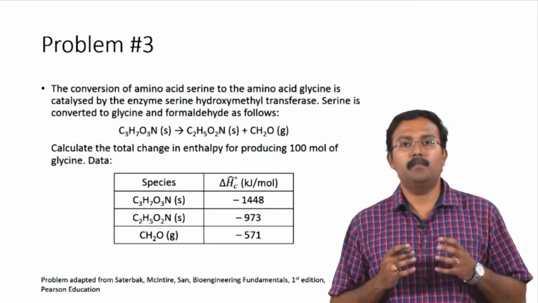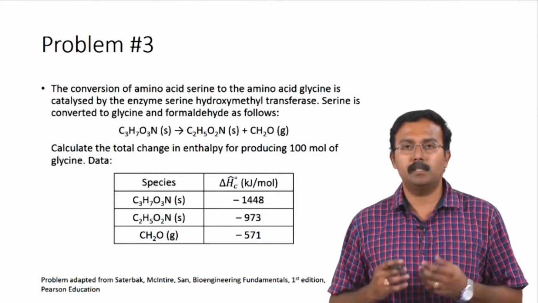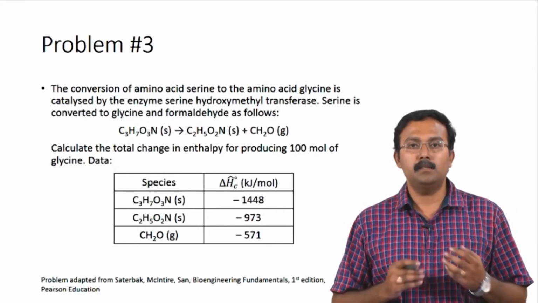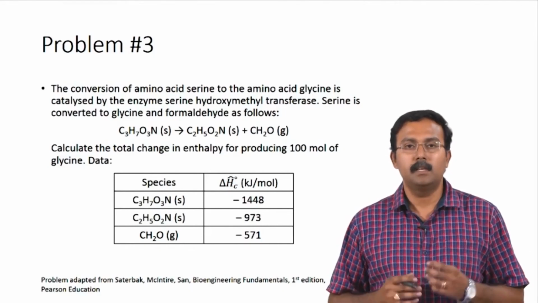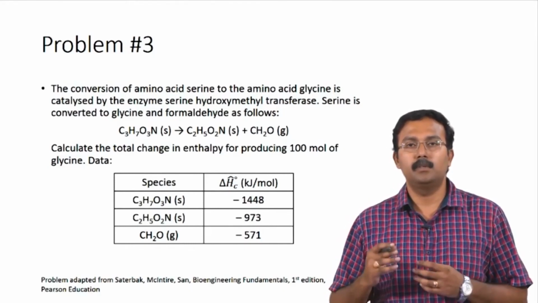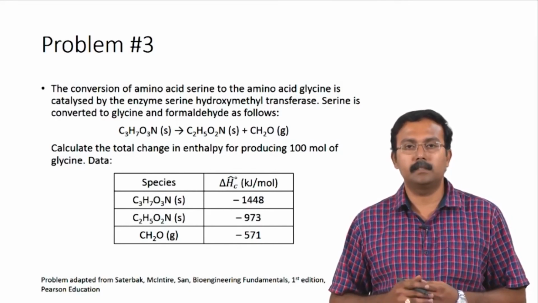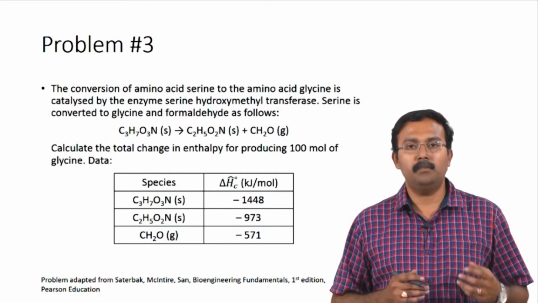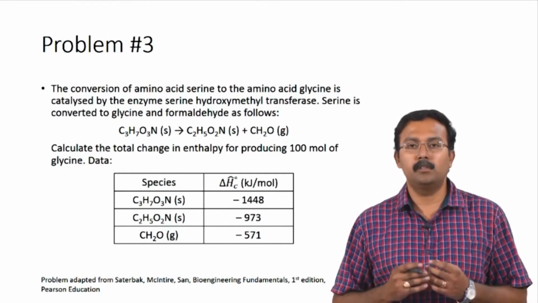Here we have the conversion of an amino acid, serine, to another amino acid, glycine, catalyzed by an enzyme called serine hydroxymethyl transferase. Serine is converted to glycine and formaldehyde as shown in the reaction. You have to calculate the total change in enthalpy for producing 100 moles of glycine.